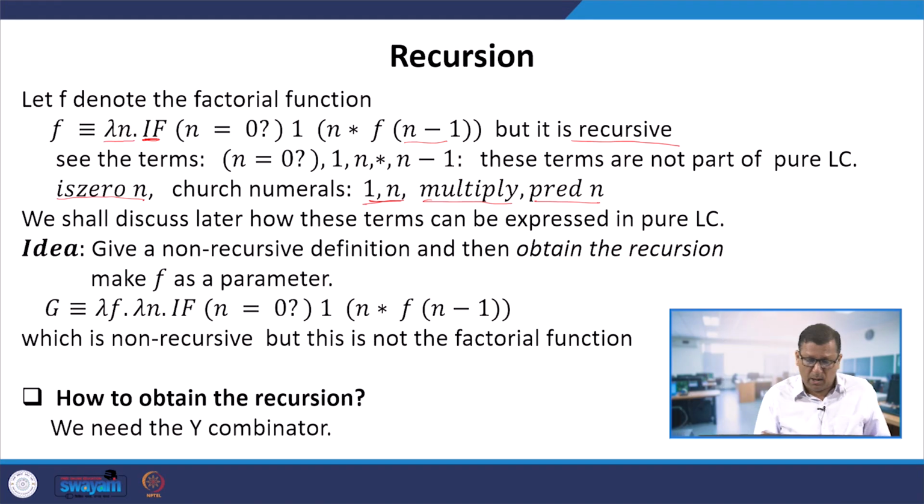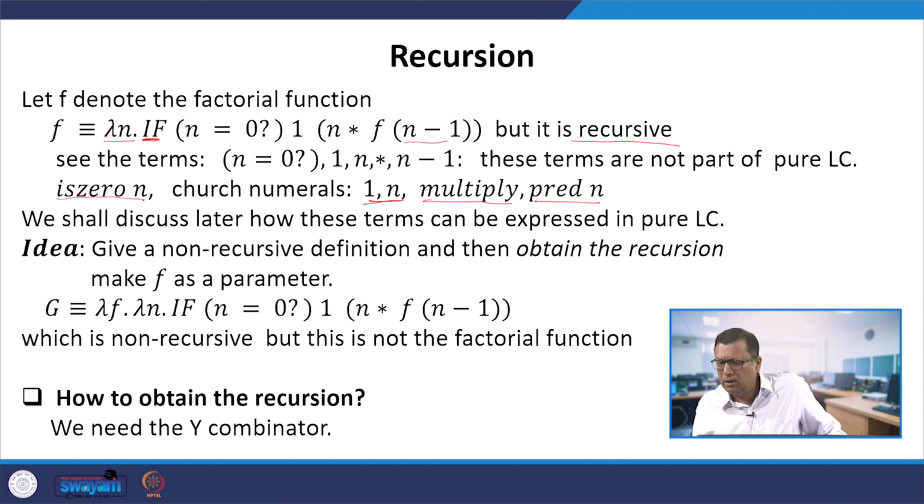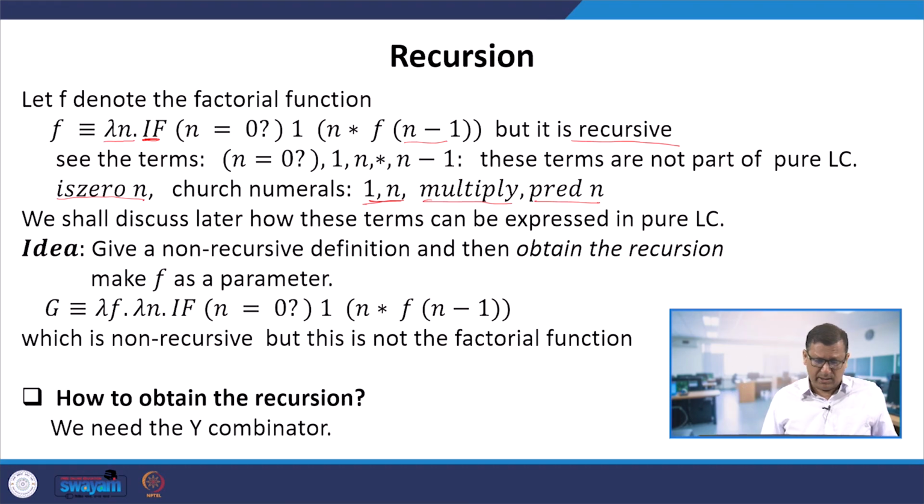So that means all of these elementary things, operations, can be written in pure lambda calculus, as a term in pure lambda calculus. Assuming that to be the case, we first try to give a non-recursive definition of factorial. The non-recursive definition would be: you take f as a parameter. Then you define it as lambda g dot whatever was there before.